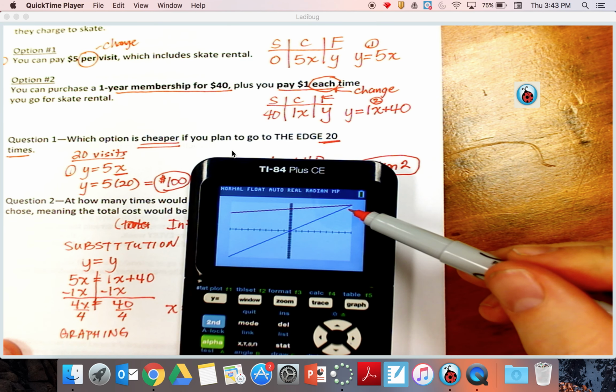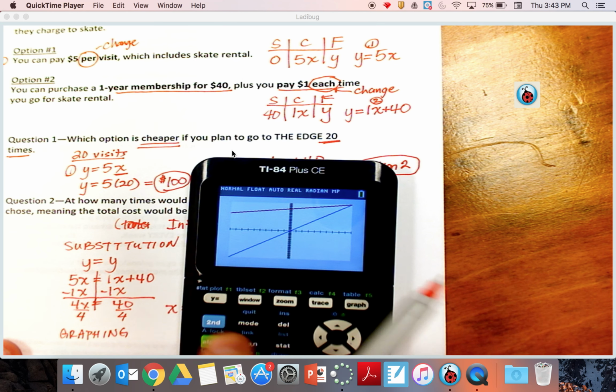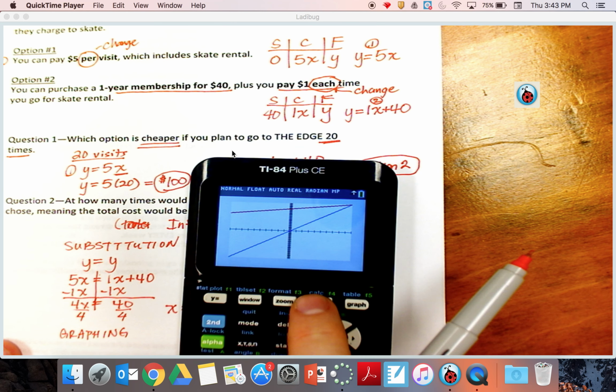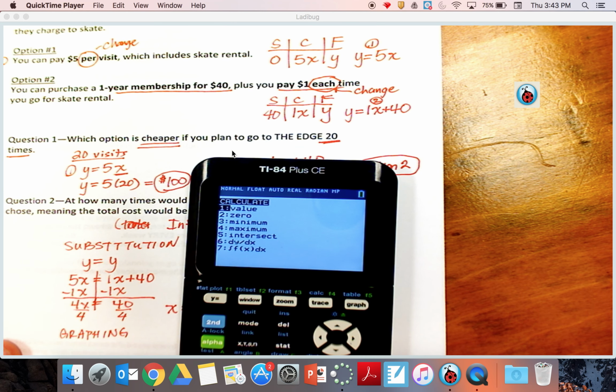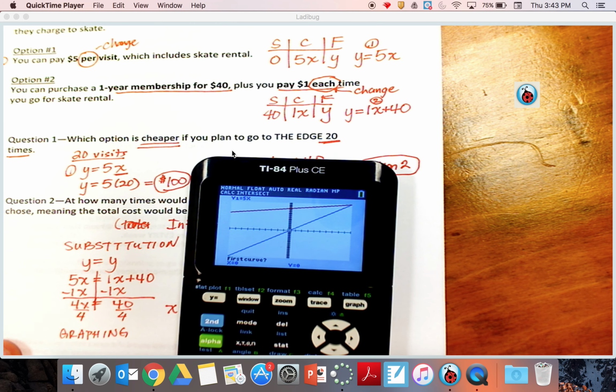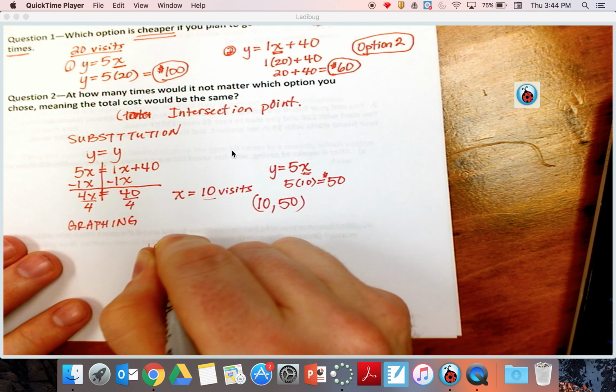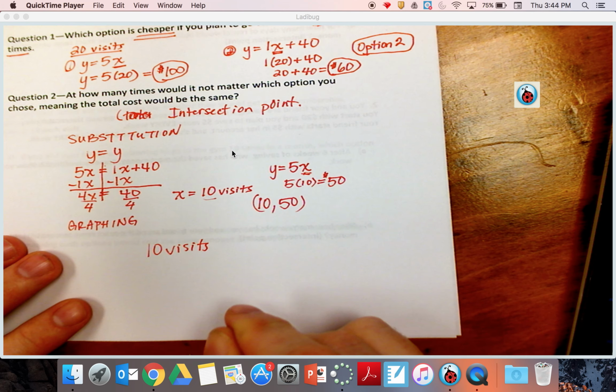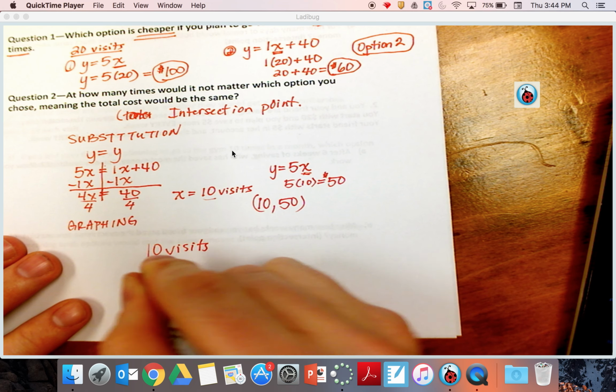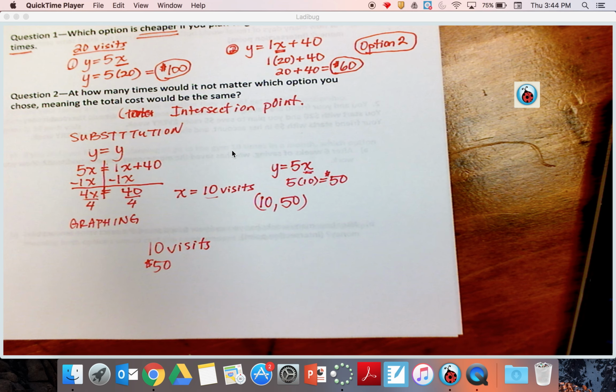So I want to know what this spot right here is. I'm going to hit second trace, number 5, enter 3 times. 1, 2, 3. And I get my solution down here at the bottom. It says 10, 50, just like we solved right here. So I know at 10 visits, they will be the same, and the cost will be $50. So that's my answer for number 1. And that's kind of what you'll be looking at when you're doing these problems.